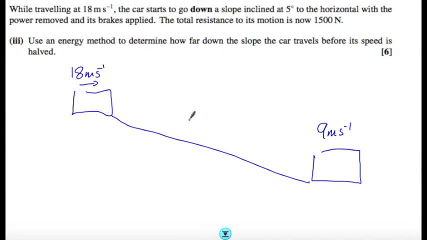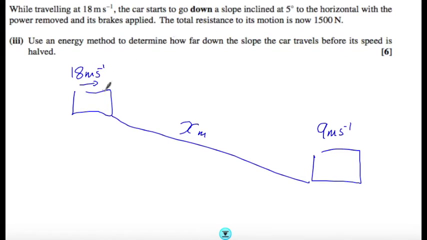And this slope has, let's call it, X meters. So the horizontal, with power removed and brakes applied, the total resistance to its motion is now 1,500 newtons. There's no more driving force. Use an energy method to determine how far down the slope the car travels before its speed is halved.